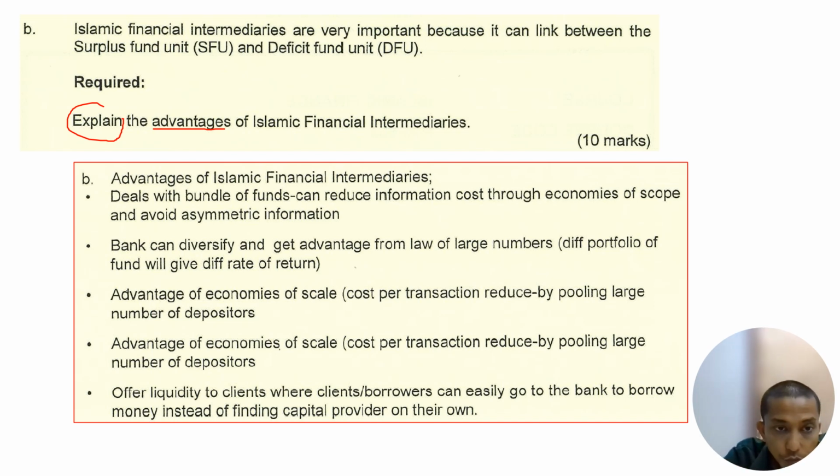The first one: dealing with a bundle of funds can reduce the cost through economies of scope and avoid asymmetric information. You have this answer in your slide. Number one, the bank can diversify and get the advantage of a large number, where a different portfolio of funds can give a different rate of return. Next, the advantage of economy of scale. What is economy of scale? Cost per transaction can be reduced by pooling a large number of depositors.